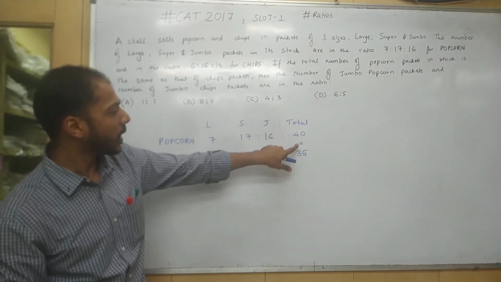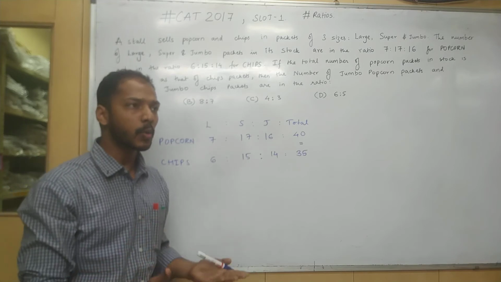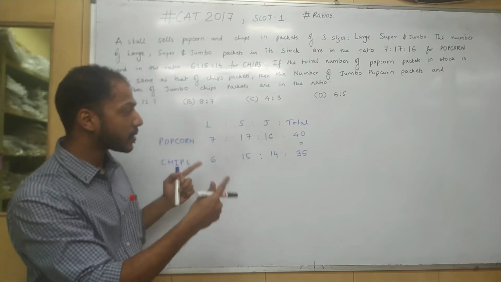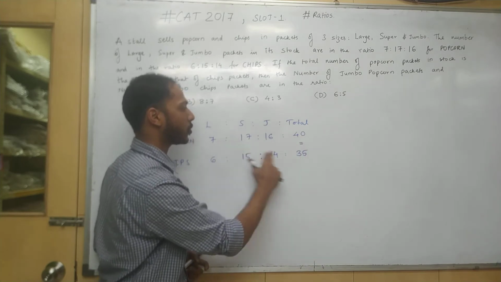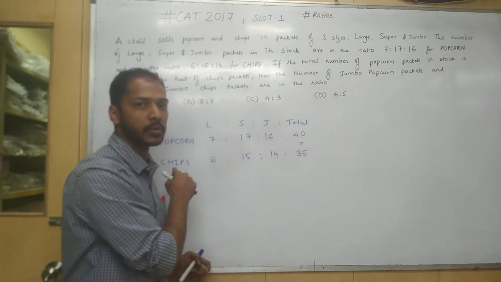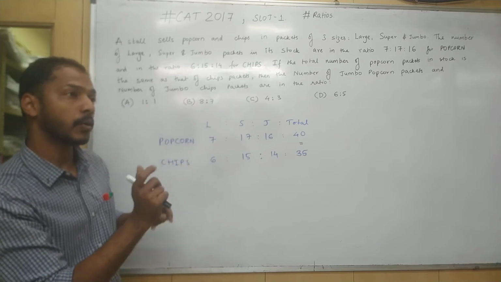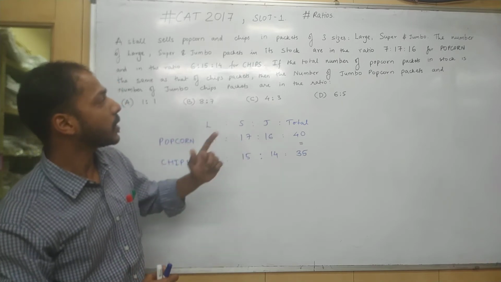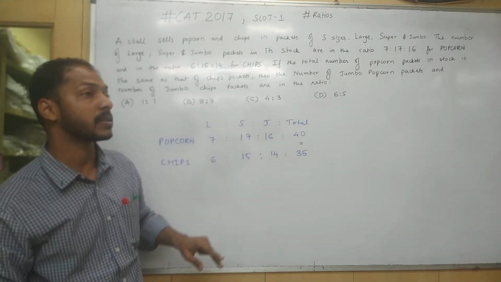But this is 40 and this is 35. Can we make it total in some way and then say that the numbers are equal? Because now a 40 of this ratio is equal to a 35 of this ratio. So to be able to compare the two ratios, we need to find the connecting value. Here the connecting value was the total number of packets. 40 packets here and 35 packets here are equal.